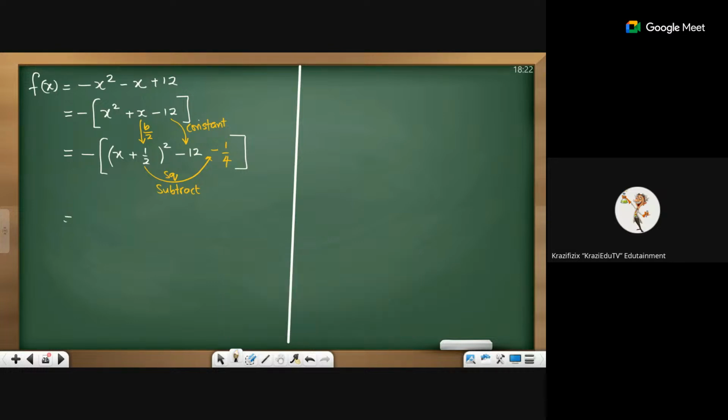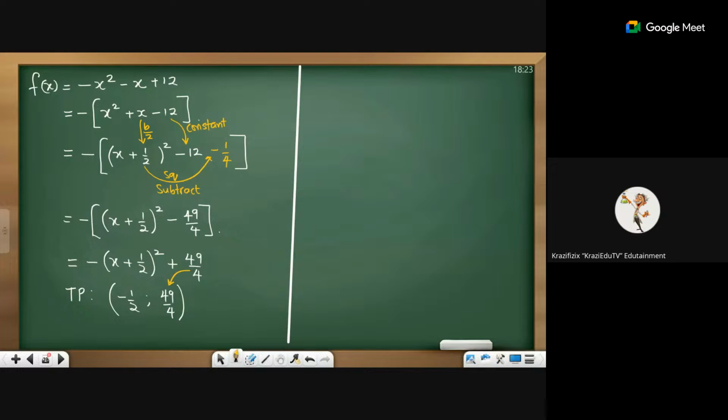Minus 1/4. Let's simplify now. What do we have? Negative x plus half squared minus... Now, what will that give you? I think that will give you negative 49, because that's 48, negative 49/4. When we now fully expand, negative times negative is plus. And this, my beautiful learners, gives me my turning point coordinate immediately: negative half, 49/4.